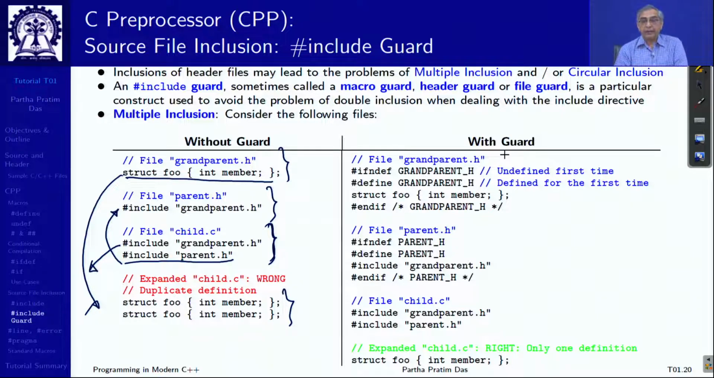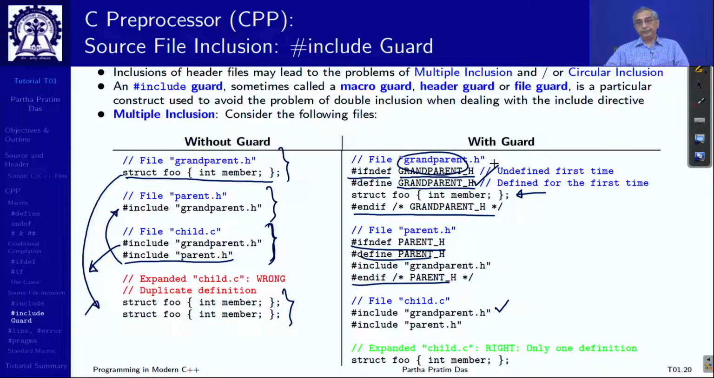What you do is say in the grandparent dot h, you define a symbol grandparent underscore h. So, you say #ifndef grandparent underscore h, #define, and #endif, and within that you put the code. This is your actual code. Similarly, you have done that in the parent dot h. Now, what will happen when you include this? This symbol is still not defined. So, this will get defined. As it gets defined, this header gets included at this point.